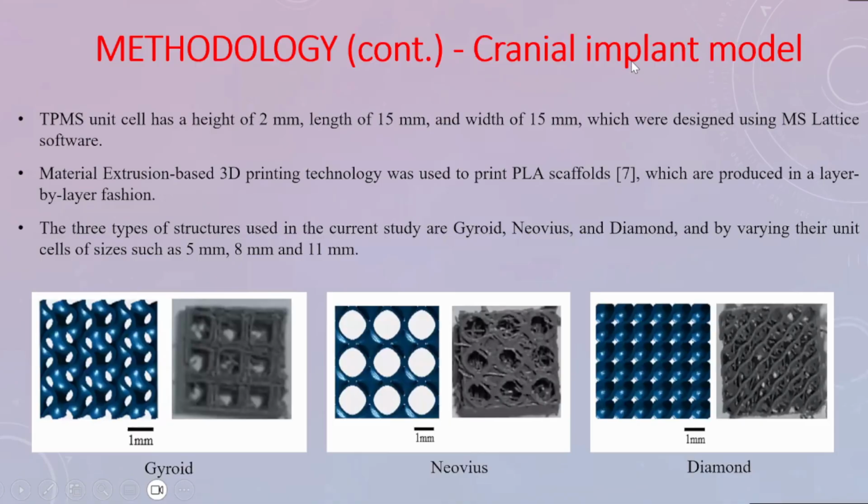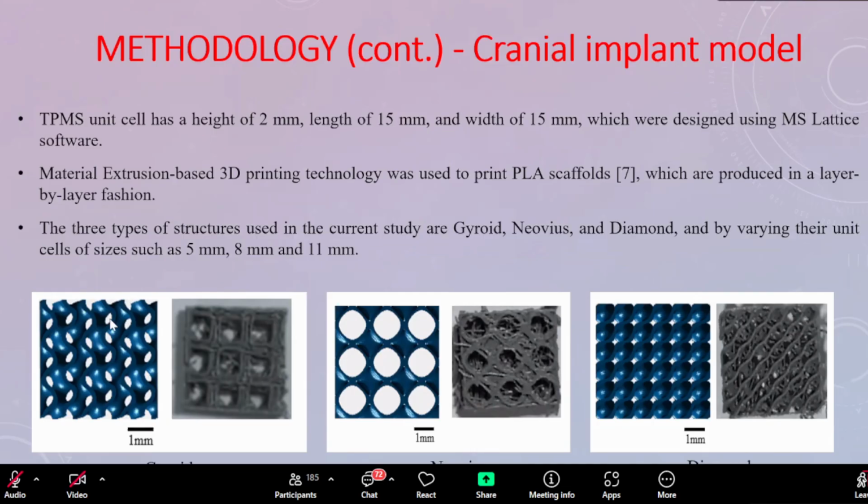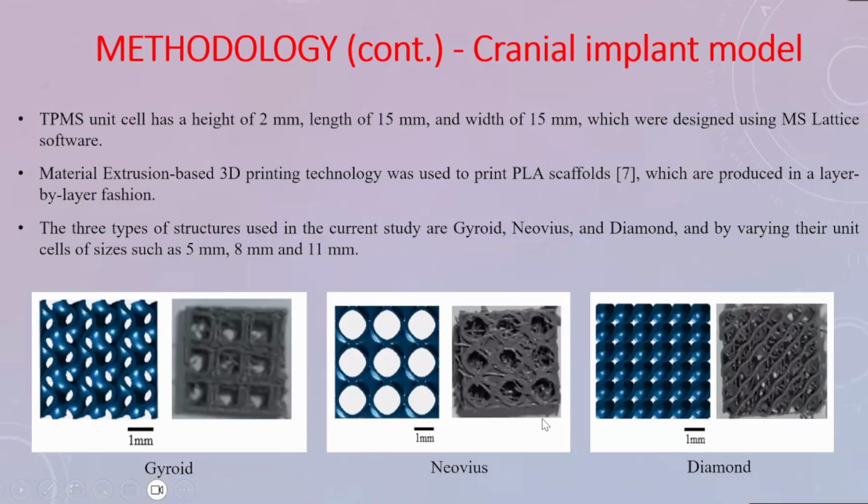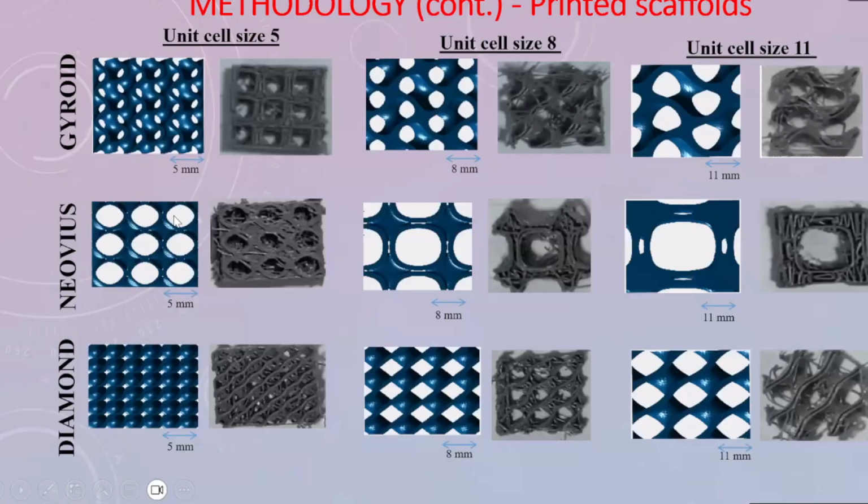So here you can see this cranial implant model, which has been printed with TPMS lattice structures like gyroid, neovius, and diamond. This is the structure generated by MS lattice, and this is the unit cell which we have printed. Once we printed, we studied the variation with respect to the unit cell size, varying the unit cell size and the design with three different designs. We printed some structures.